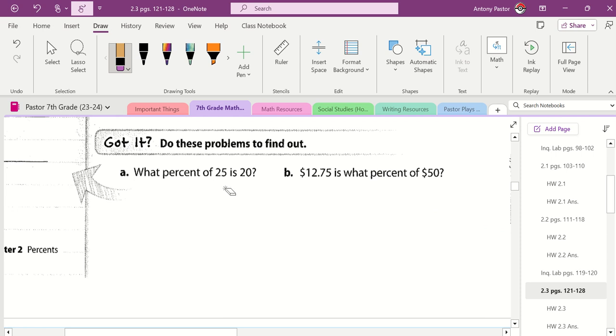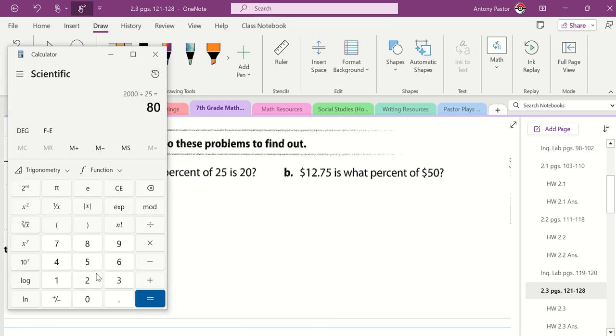What percent of 25 is 20? 20 is 80% of 25. And you can always double check your work. Clear it. 25 times 0.8 should be 20, and it is. Therefore, we did get this question right.